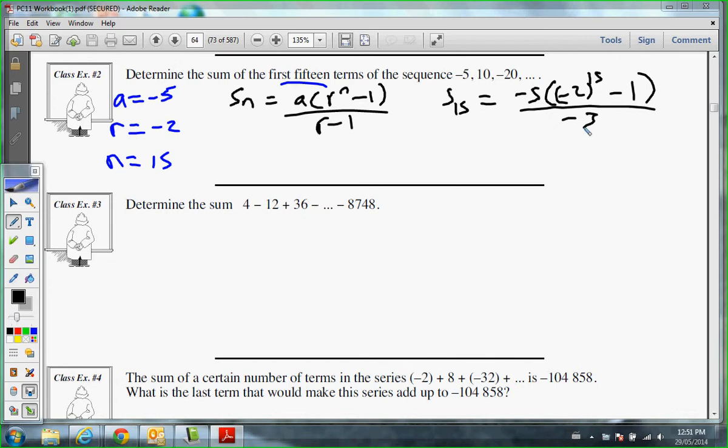At this point, there's no need to go ahead and do this all in your head. Just put that in your calculator, and it'll punch out a pretty big number. In this case, it's going to punch out -54,615. Okay, now let's understand what we just found. We just found if I continue this pattern to the 15th term and add them all up, it equals that.